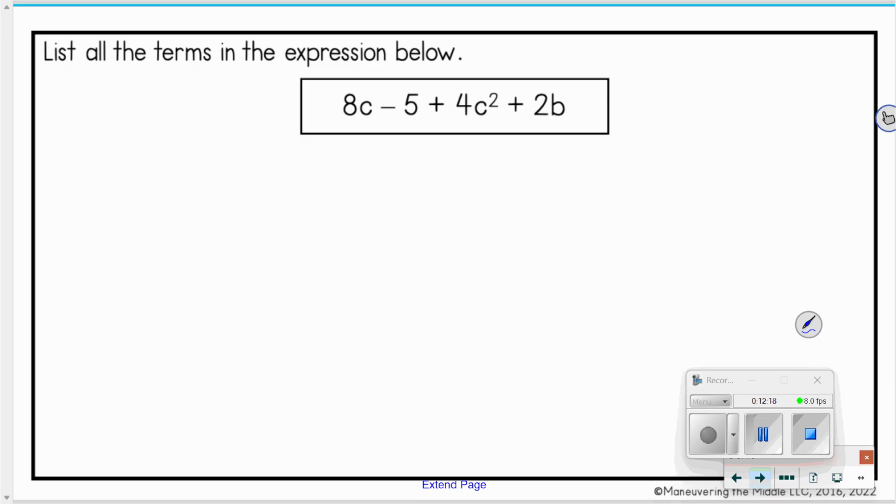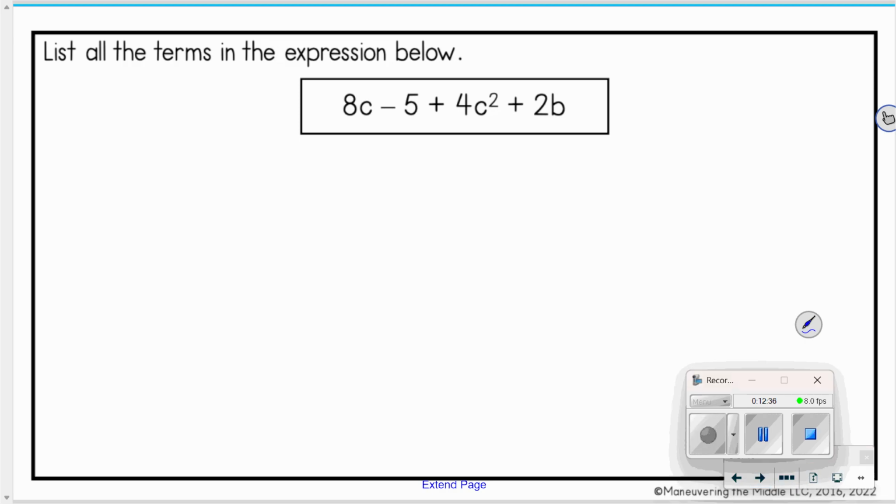Okay, here's your chance to show me, are you starting to understand this? So list all the terms on this one, and then you've got 3 other ones. So try to finish all 4 of the problems here at the bottom of the page. I'll give you guys about 5 minutes.